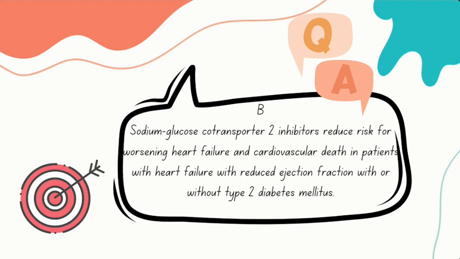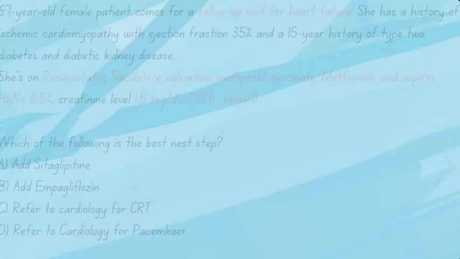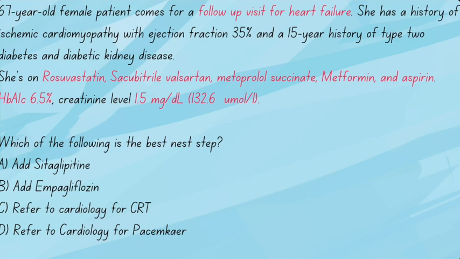B. SGLT2 inhibitors are used for patients with heart failure with reduced ejection fraction because they decrease cardiovascular death, whether they have diabetes or they don't have diabetes. If we go back to our question and highlight the important things, this patient's HbA1c is 6.5. This is amazing for a 67-year-old with all this. It's a dream come true, okay? And she has some degree of chronic kidney disease, but it's not that bad, okay? So it's 1.5. Again, it could be worse. I'm trying to be optimistic here.